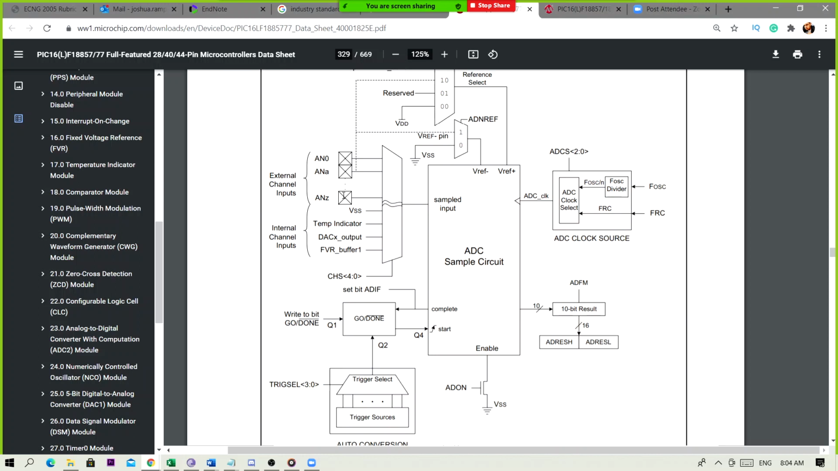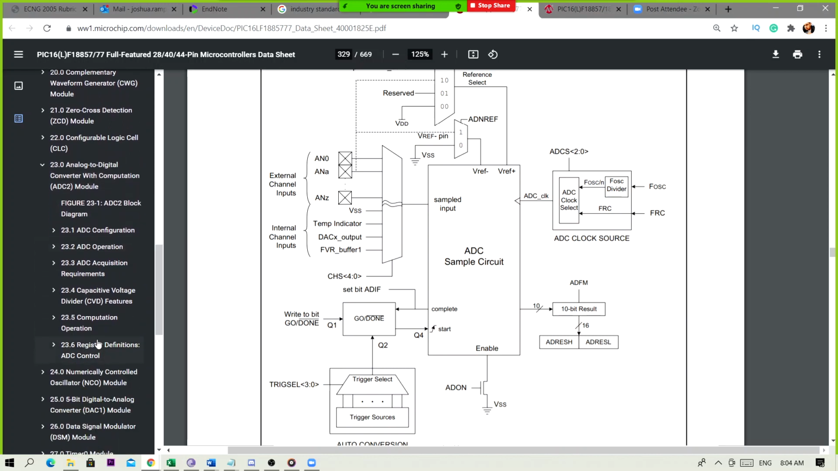Now we want to know about what inputs. Again, we're going to use our table of contents. I want you to expand the table of contents for chapter 23. You see it has all the various things: configuration, operation, acquisition requirements. We want to look in those three sections, so let's go in configuration.